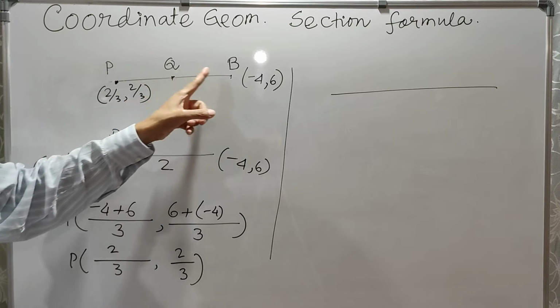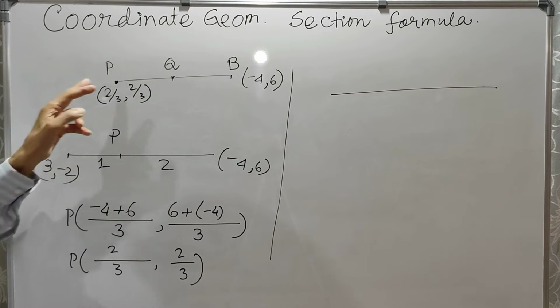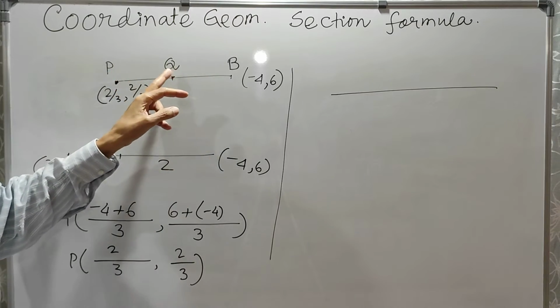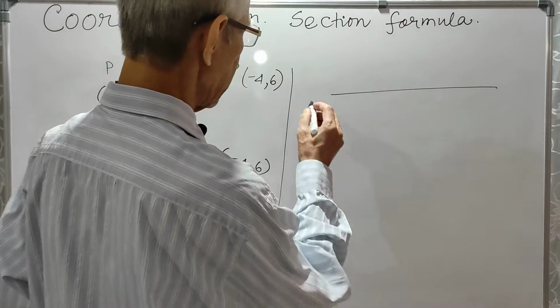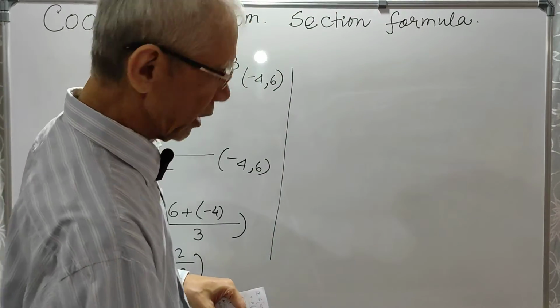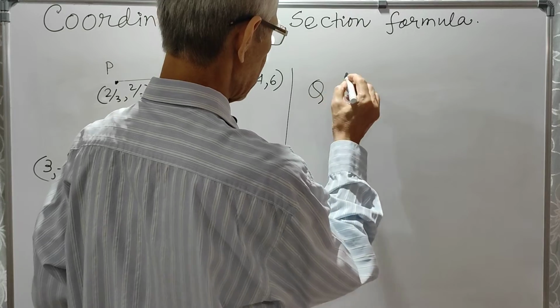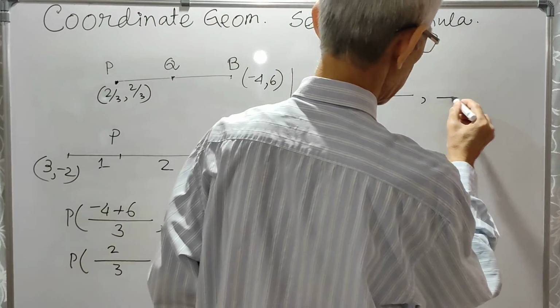Q is the midpoint of PB. You see, so for the timing, you forget A. Forget that part. Concentrate on P, B, and midpoint Q. So what will be Q then? Q is the midpoint of PB. Therefore, we can use that midpoint formula. Midpoint formula, you see.